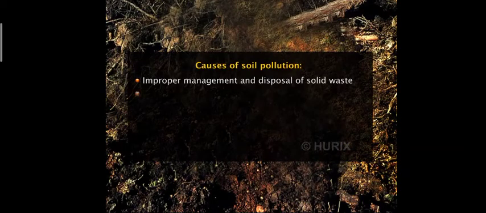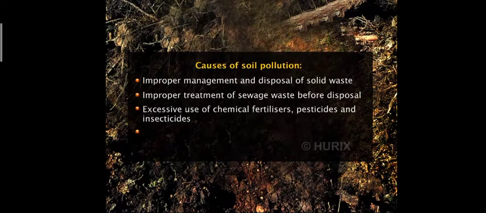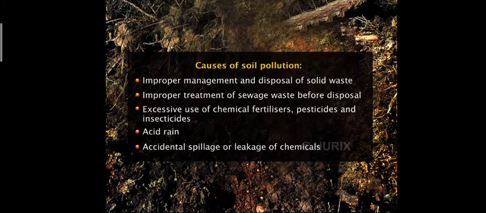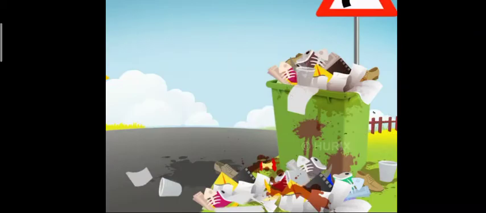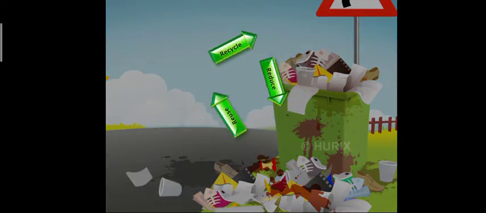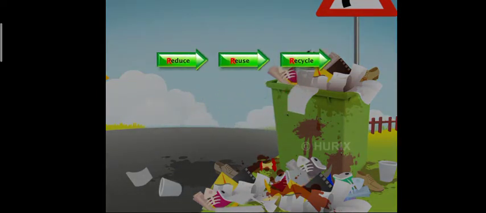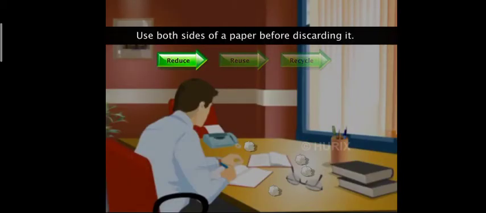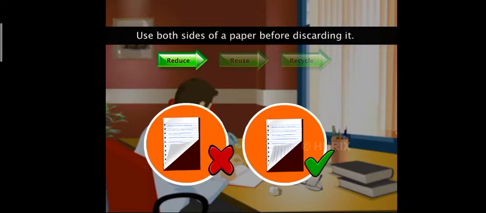You are now aware of the main causes of soil pollution. So can you think of ways to prevent or reduce it? Each one of us can help in reducing soil pollution by simply reducing the garbage we produce. We can do this by practicing the 3 R's. First, reduce the amount we throw away. For example, using both sides of the paper when writing and printing will reduce the amount of paper we discard.